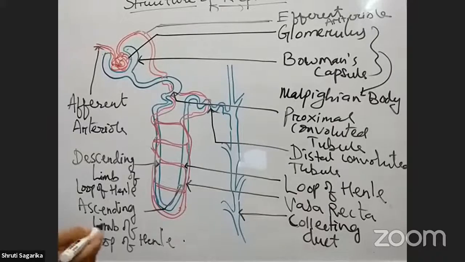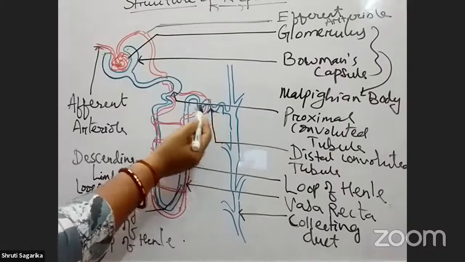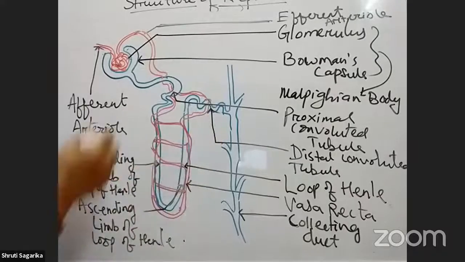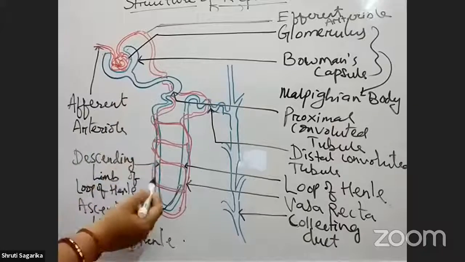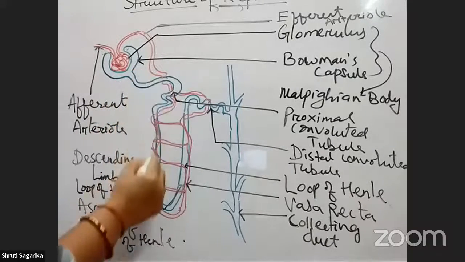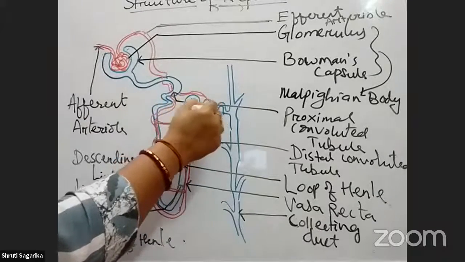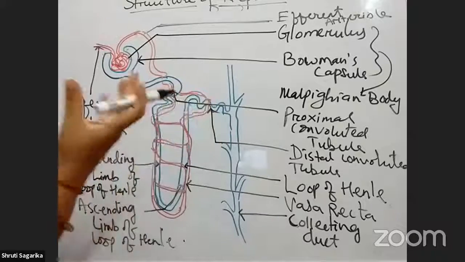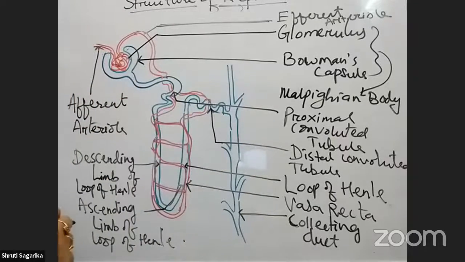Ascending limb. So which one is the ascending limb? This part, which continues as the distal convoluted tubule. And the part which continues after the proximal convoluted tubule is called the descending limb. So the tube starts from here, descends down, again goes up, becomes convoluted or coiled in this part, and joins into the collecting duct. Is it clear?